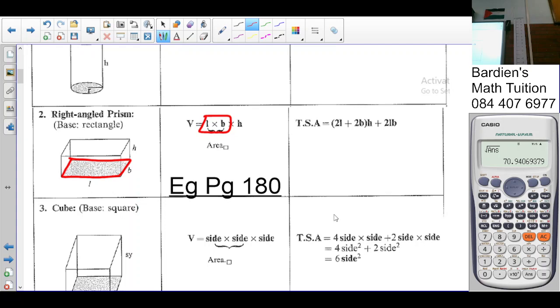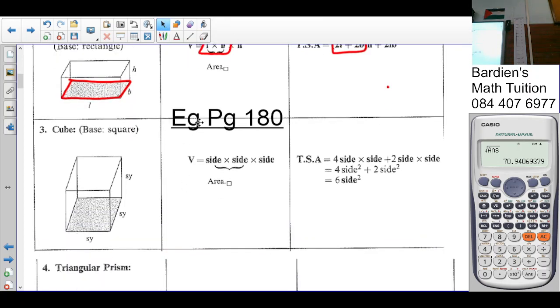For the total surface area, it is perimeter of base. That's base again. So it's 2L plus 2B. That's the perimeter of a rectangle. Times height plus 2 area of base, which is length times breadth. Okay? All okay with that?